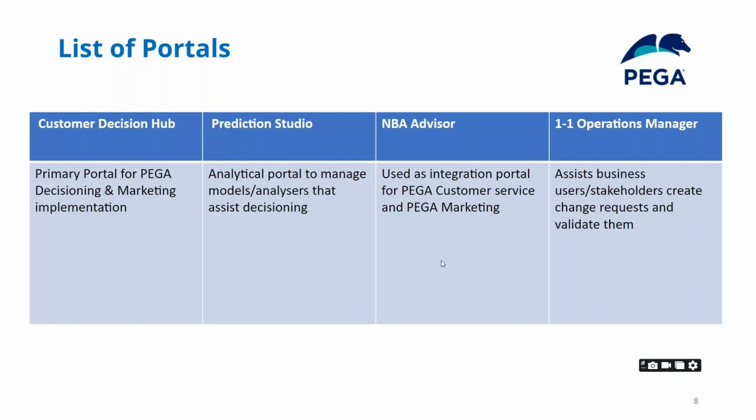Main topic, that is the CDH portals. So basically, what is CDH? CDH is the main portal that you are going to learn and work throughout your entire CDH experience, that is a Pega decisioning experience. So CDH stands for Customer Decision Hub. So this is the portal for both Pega decisioning and Pega marketing teams, where you will be working on the Pega decisioning and marketing implementation.